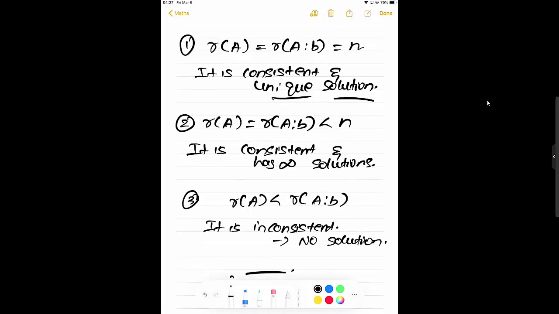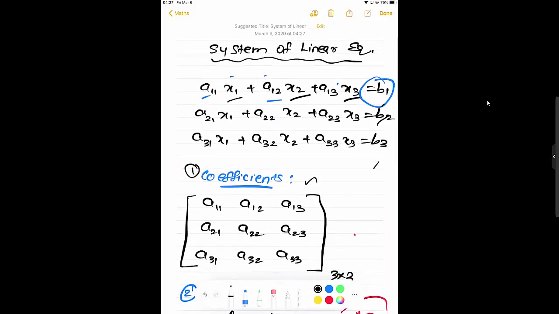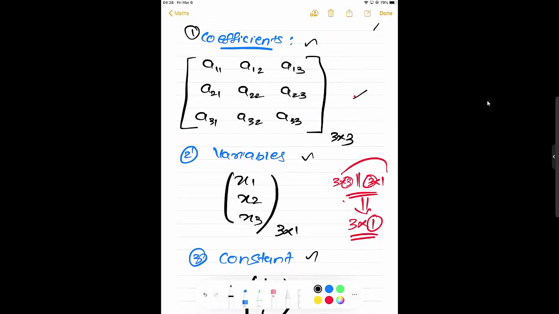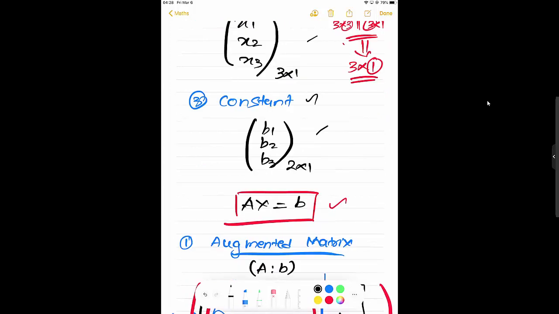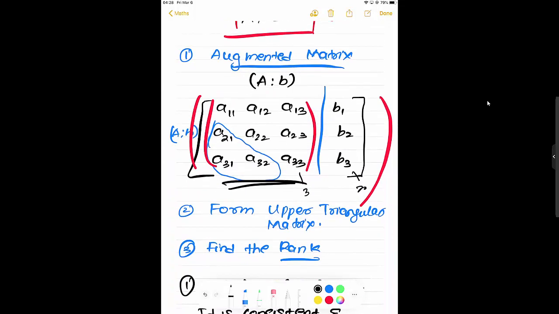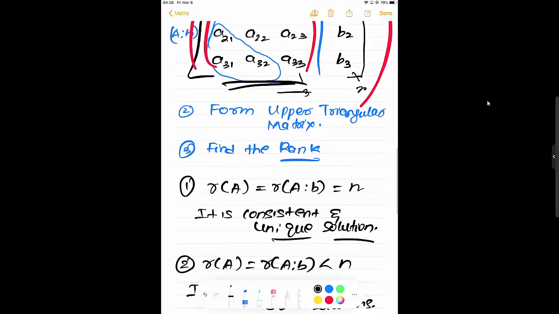Okay, let's do a short recap. When you get any problem, you have to change that to a system of linear equations. From that, find what the coefficients, the variables, and the constants are. Using these three, form the augmented matrix. After forming the augmented matrix, convert it to an upper triangular matrix by applying row elementary operations. And at the end, find the rank of the matrix.